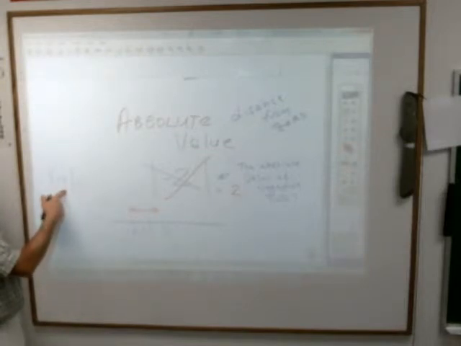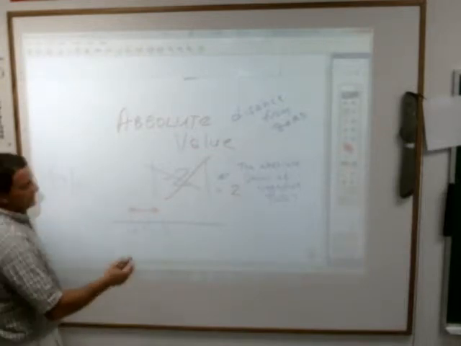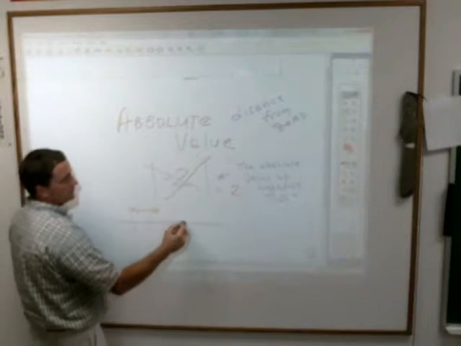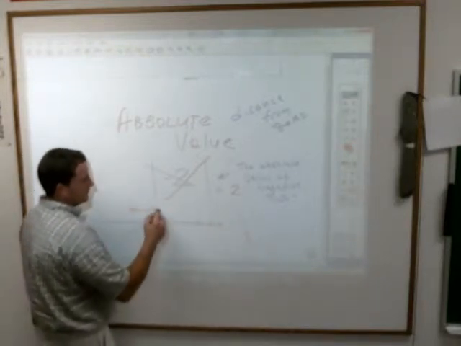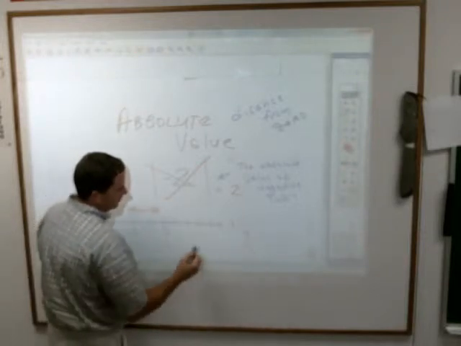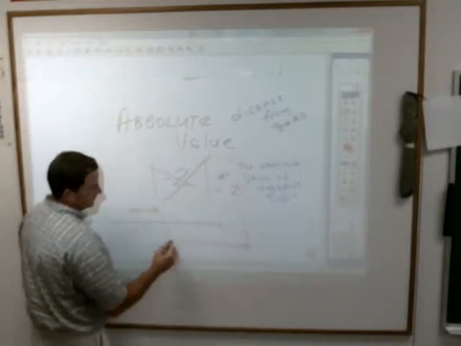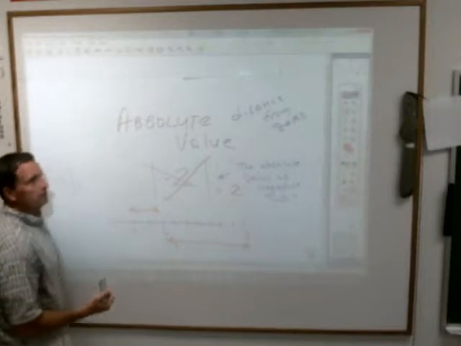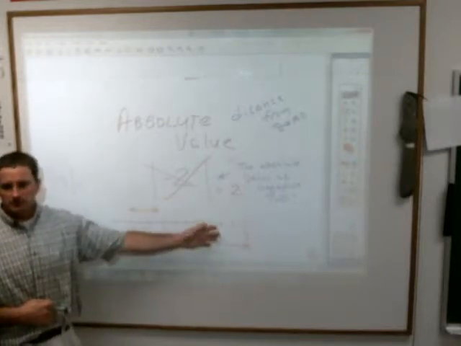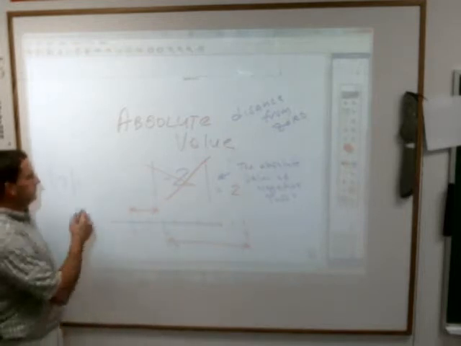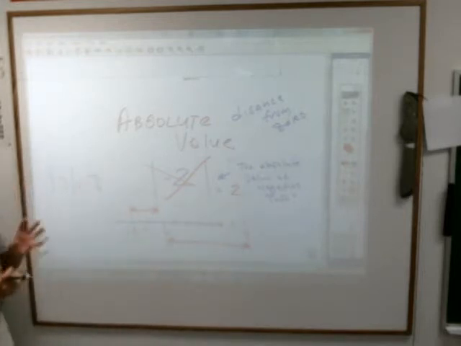The absolute value of a +7, you think about it in the same way. Here's 0, 1, 2, 3, 4, 5, 6, 7. What is the distance from 0 to 7? That's a tough one. Distance, how many units from 0 to 7? Jacob? 7.